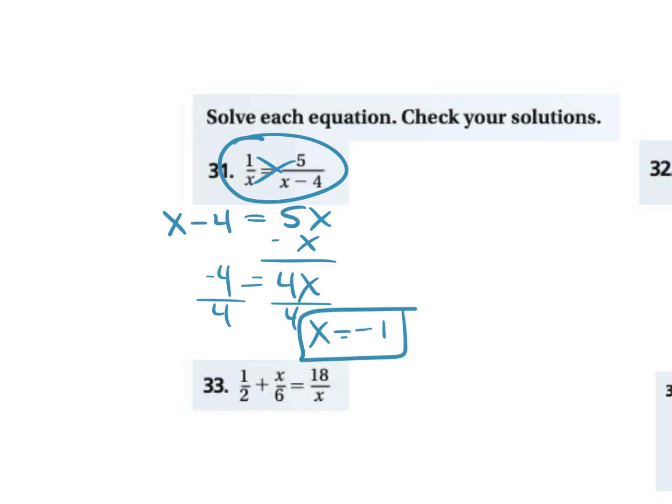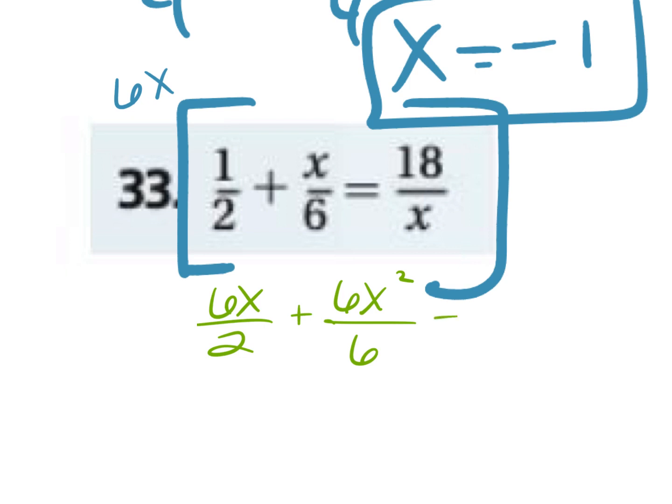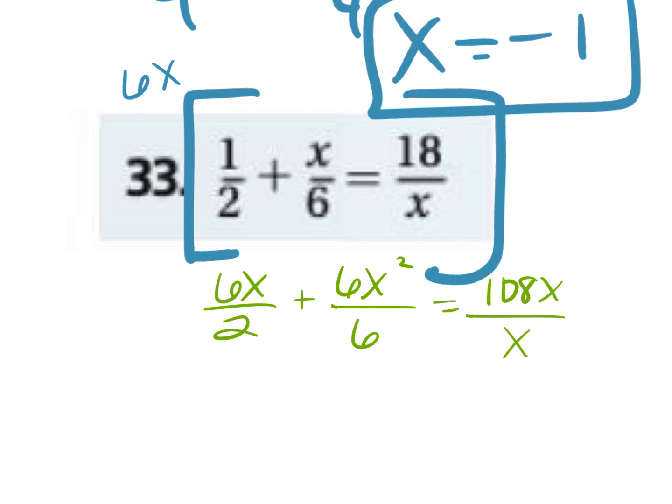But 33 you can't cross multiply. What do you do with 33? LCD. This is the bracket one. When there's those 3 pieces, you're going to multiply everything by the LCD. What is your LCD with 2, 6, and X? 6X. So you get 6X over 2 plus 6X squared over 6. What's 18 times 6? 108. 108X over X. So now simplify.